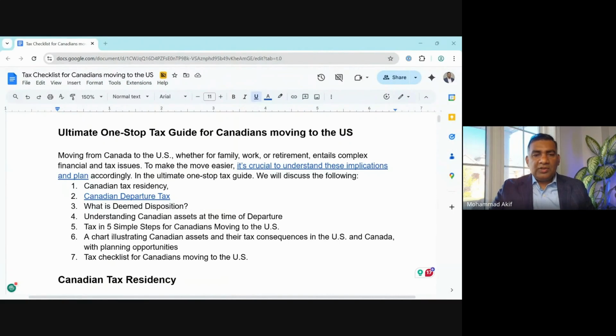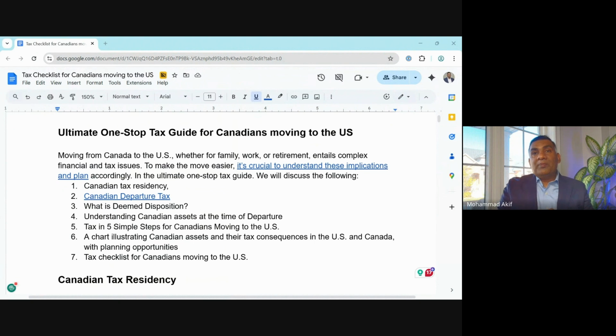So first, again, we'll go with why it's important, right? Because a lot of people move for many different reasons. People are moving for jobs, for businesses, for family reasons, and then a lot of people move to states where there are no state taxes or low state taxes versus Canada or the province they're coming from.